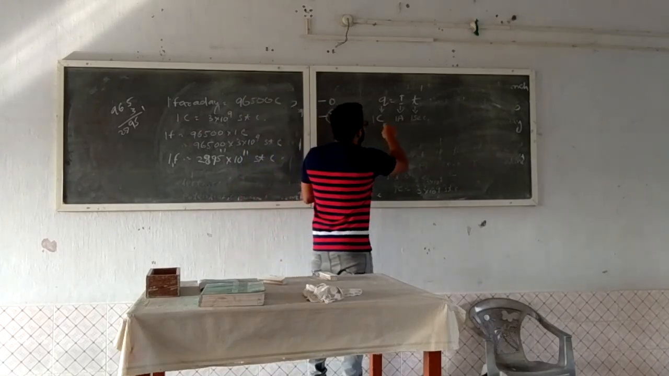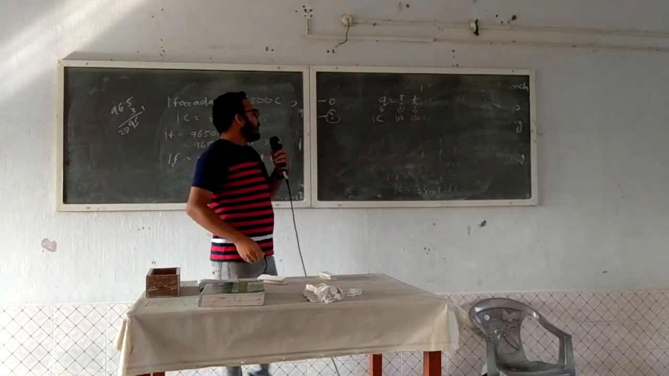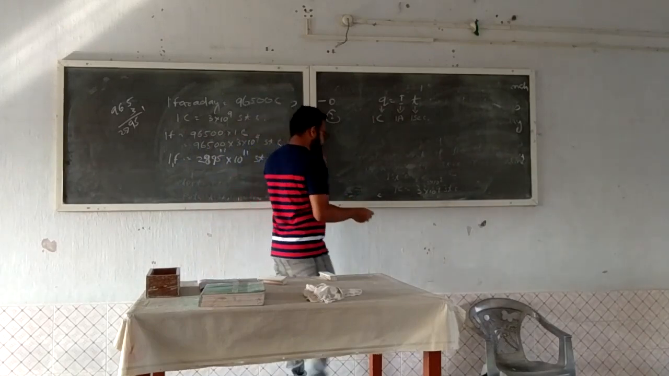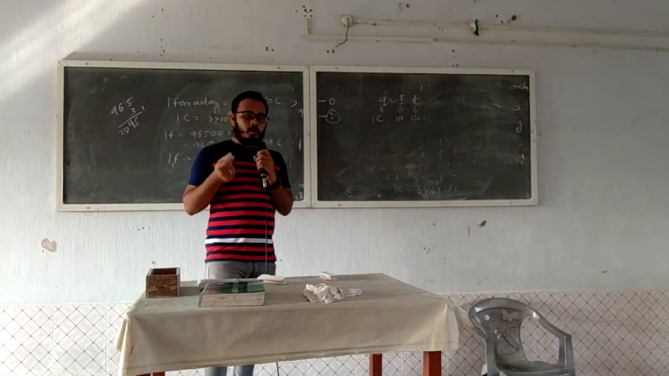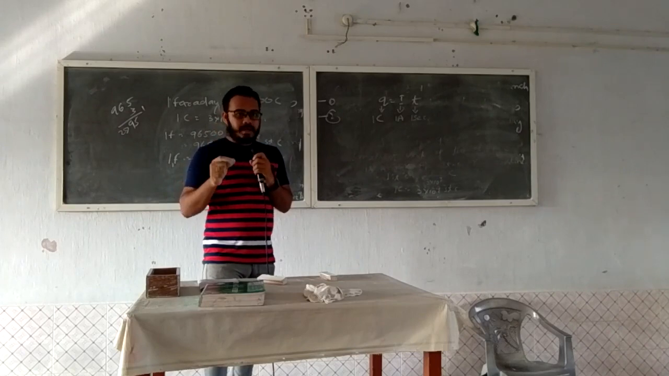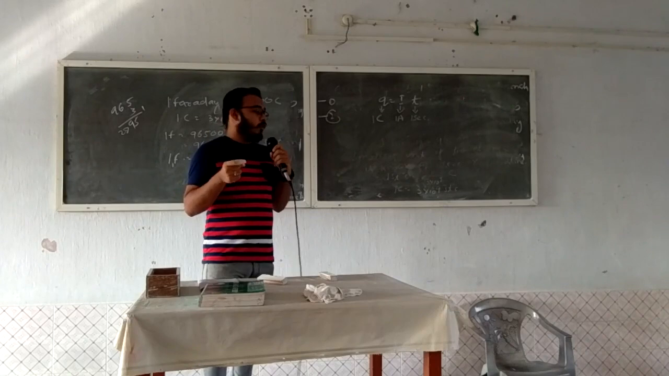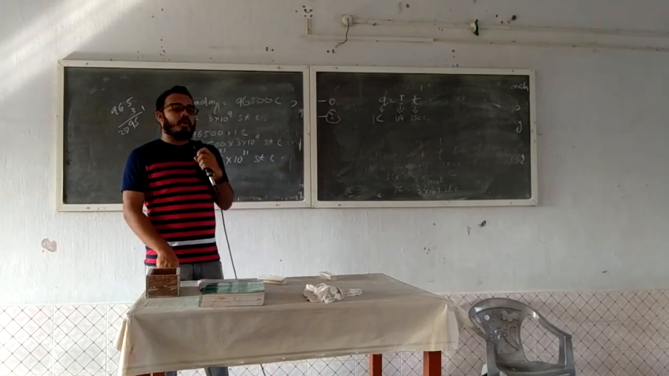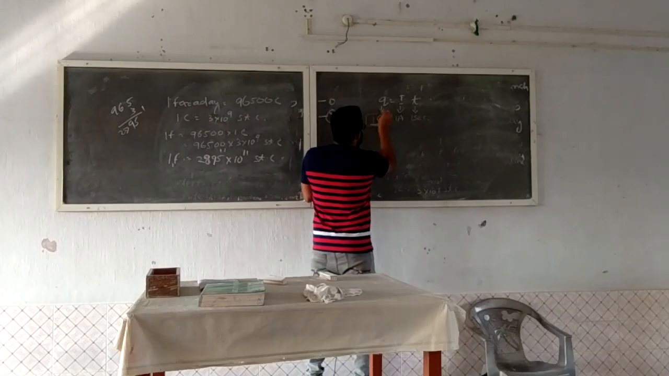Then 1 coulomb is the product of 1 ampere and 1 second. But theoretically, it can be said that the amount of charge required to flow 1 ampere current in a unit area for 1 second is known as 1 coulomb. Yes or no? Amount of what? That is amount of charge.